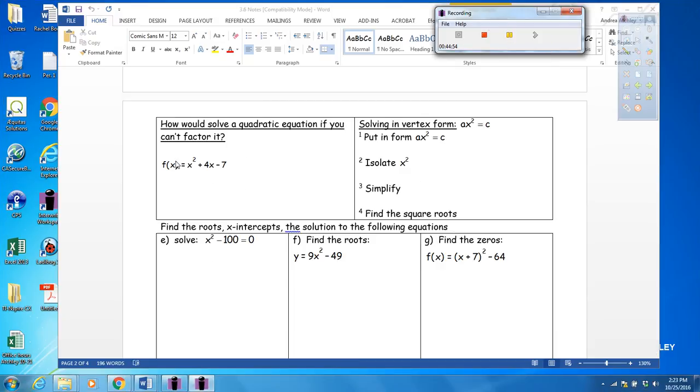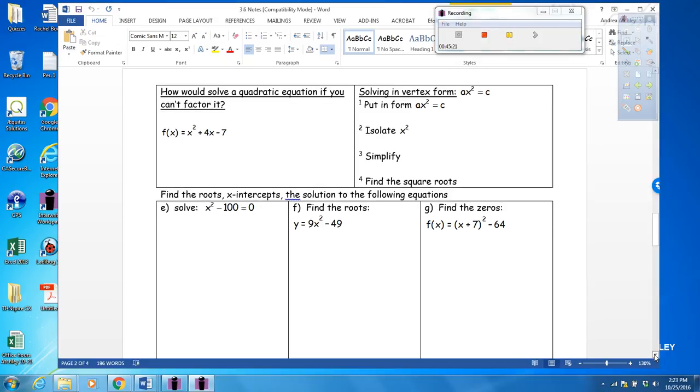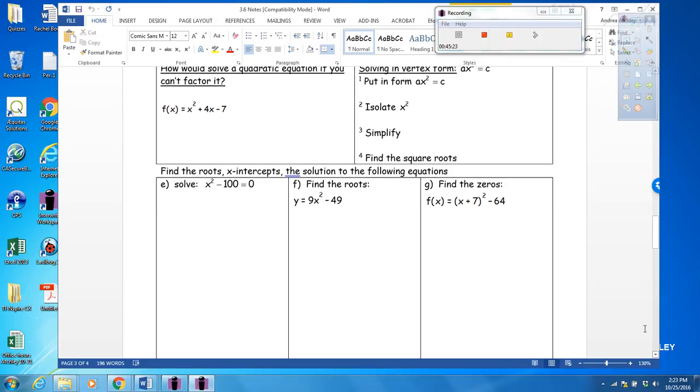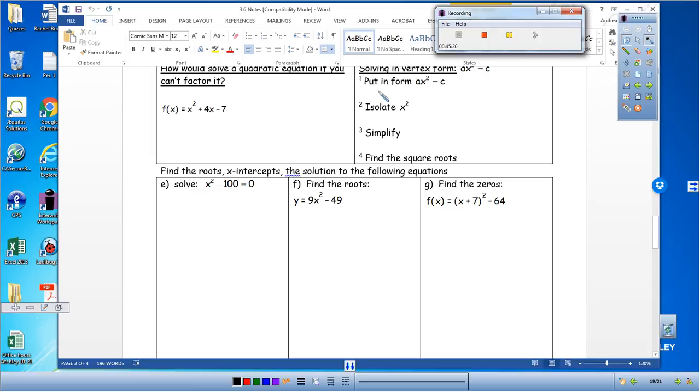If we can't factor something, then we need another way to solve it. Okay, yes. So we're going to do it by finding the square root. If it's in vertex form, which is what these other ones will be in, I can solve it by square rooting it. Okay? So let's see how we do that. The first thing we need to do is isolate the x squared. We need to get this x squared all by itself.